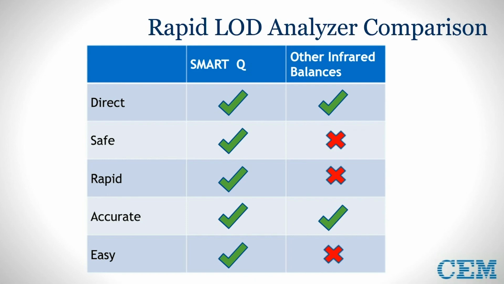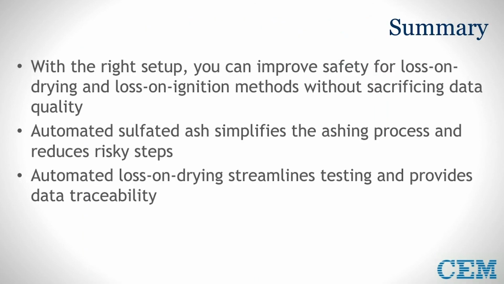So just to summarize some of the things we've talked about today, with the right setup, you can improve safety in your lab for both loss on drying and loss on ignition, and you can do that without sacrificing data quality. Automated sulfated ash will simplify the ashing process for you and reduces some of those risky steps, such as the pre-char step required in traditional sulfated ash methods. And finally, automated loss on drying can streamline your testing and provides you with good data traceability.